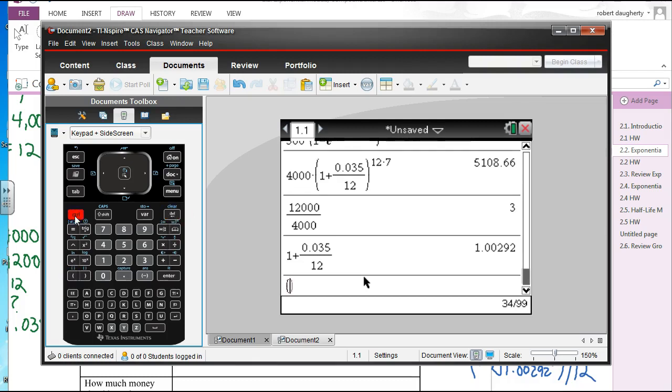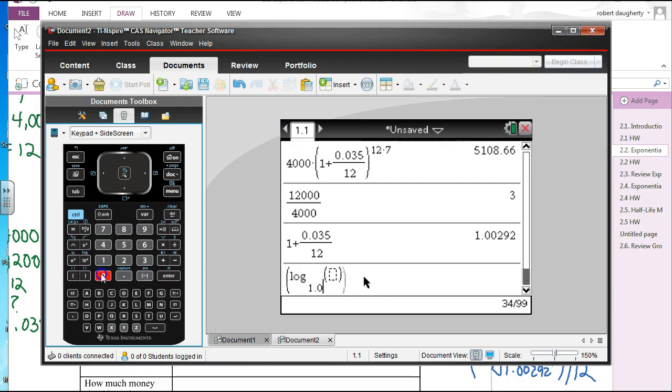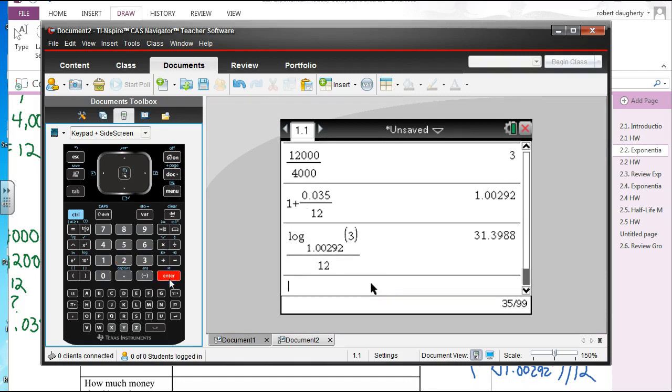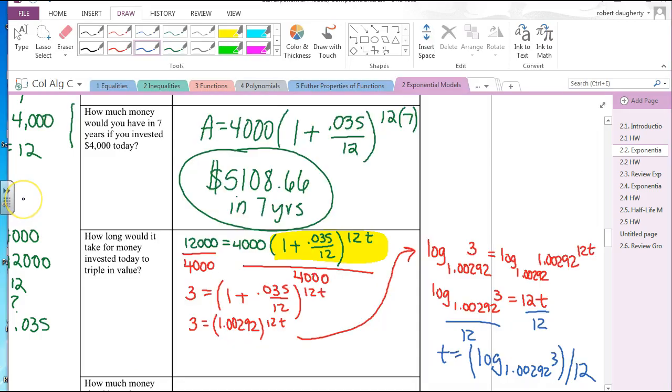The log base 1.00292 of 3, and then all of that divided by 12. That's fine. It did it right there. It was just formatting wrong. So this is 31.4. Okay. So what does this mean? It's going to take 31.4 years to triple my investment.